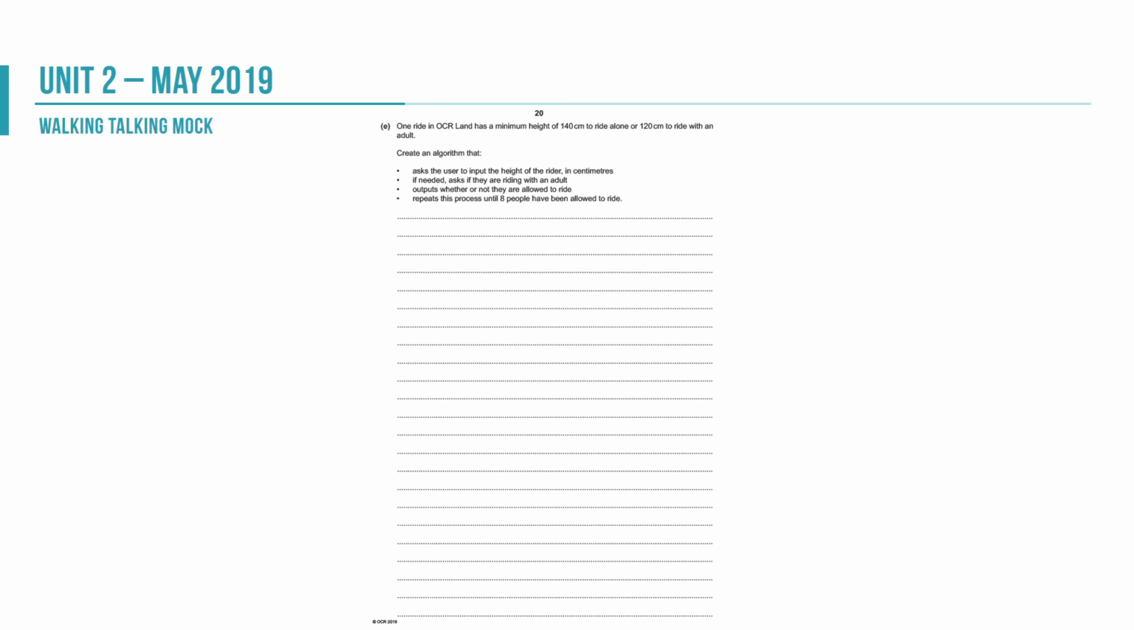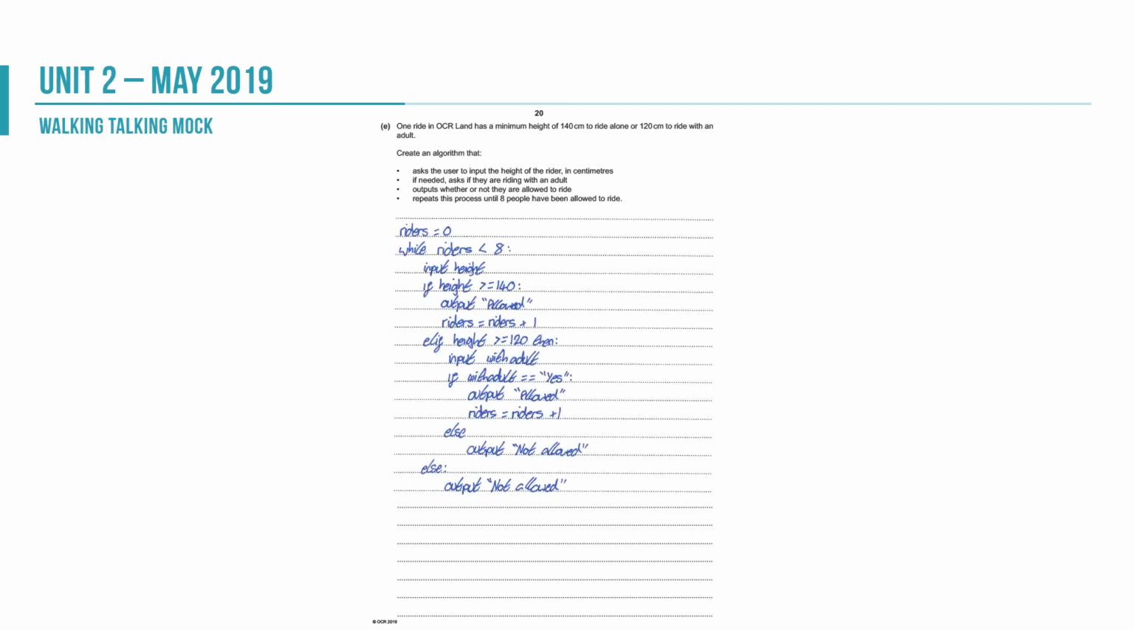Now, this is a tough question. However, you getting 2 out of 8 on this question could be the difference between a grade 7 and a grade 8. So make sure you give the early parts a go, even if you are struggling. There's the model answer. We want to set riders to 0 at the start. We want to say while riders is less than 8. Again, I'm getting some decent marks there just for having a while loop in place. Input height, and we then go through our various if statements.